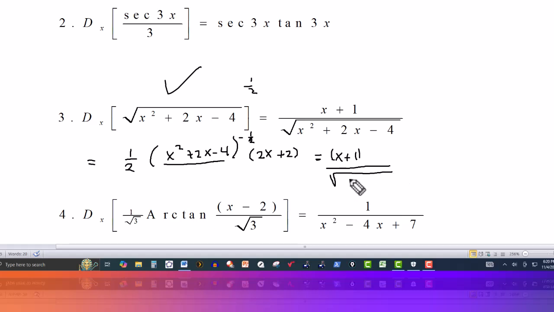So I have square root of x squared plus 2x minus 4. So it checks out. Don't need parentheses here, but 6 plus 1 over the square root of 2x minus 4, which is that result right there. Okay, we go to the next one now.